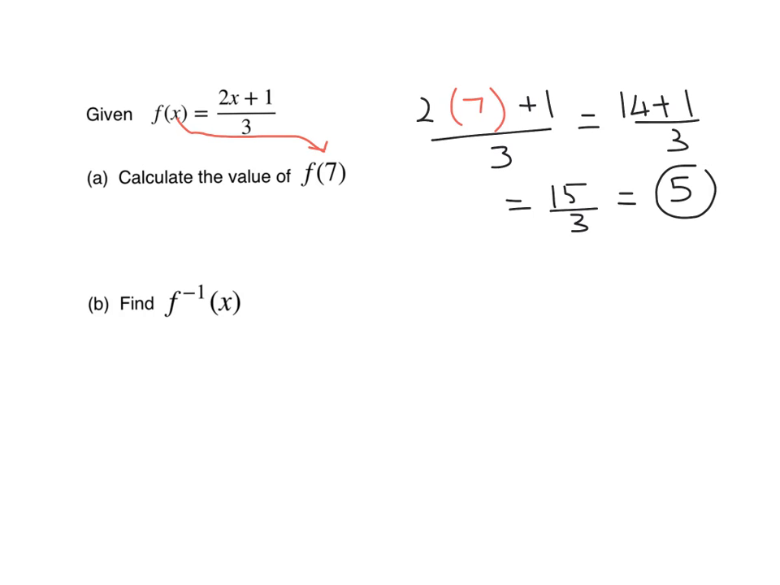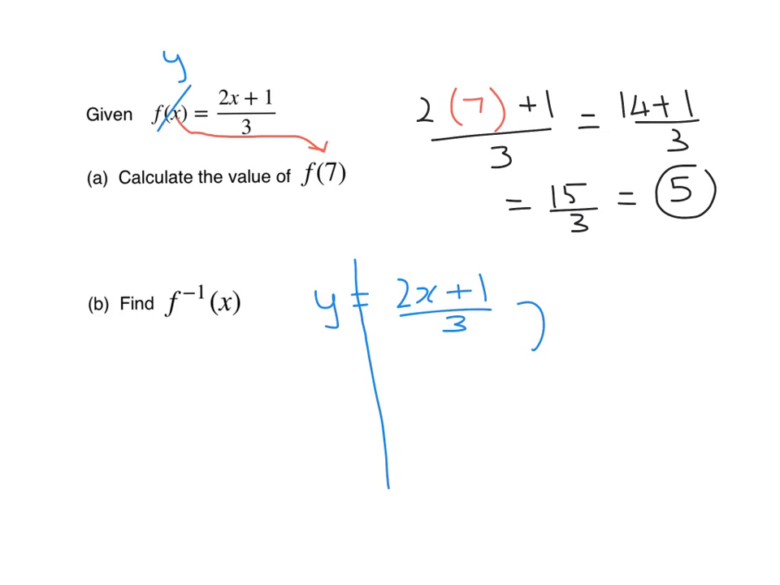Part B, find f of minus 1 of x. So I'm going to change the f of x in the equation to y, just to make things a bit easier. So now I've got y equals (2x plus 1) divided by 3. And what I'm going to do is make x the subject using the balance method.